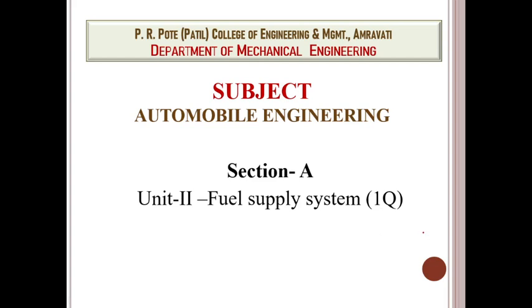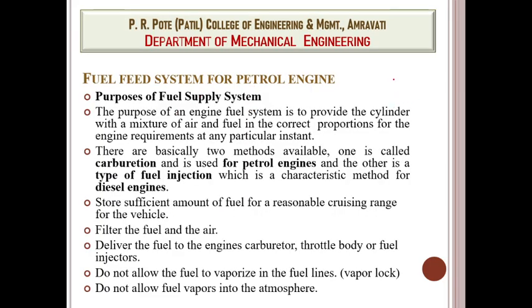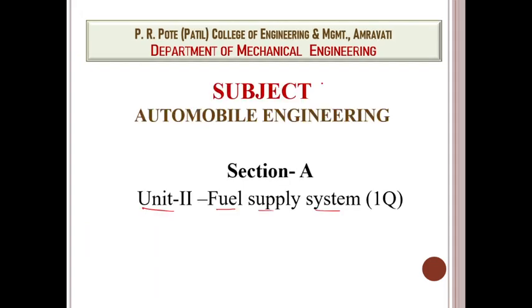Of a subject, automobile engineering. So, this is unit number 2. What is the name? The name is fuel supply system. Okay, so let's discuss lecture number 6: fuel feed system for a petrol engine. From the name, we will understand the meaning of this fuel supply system.